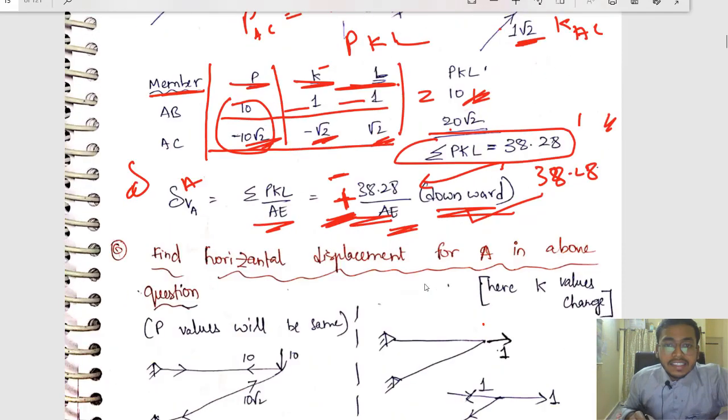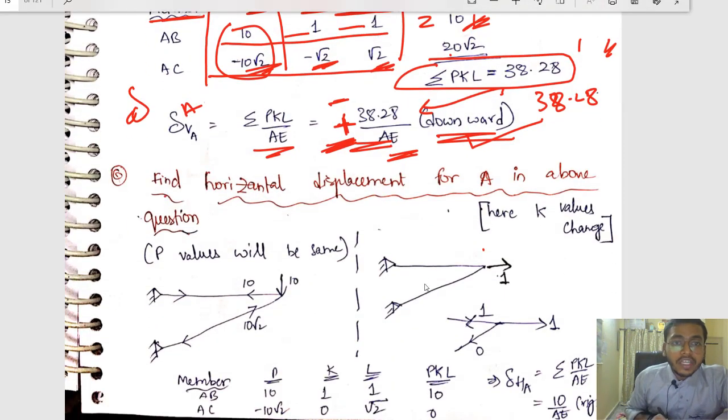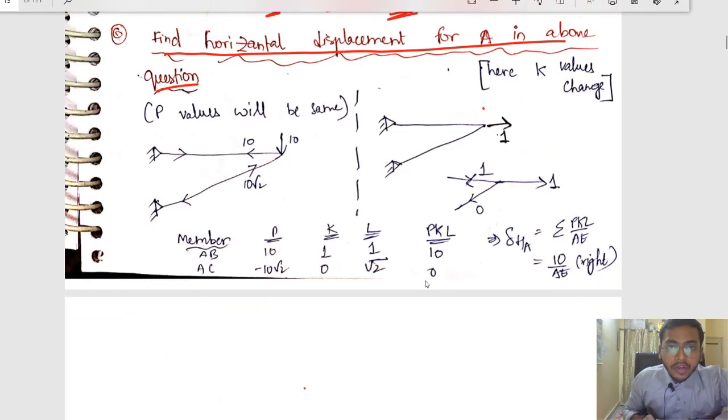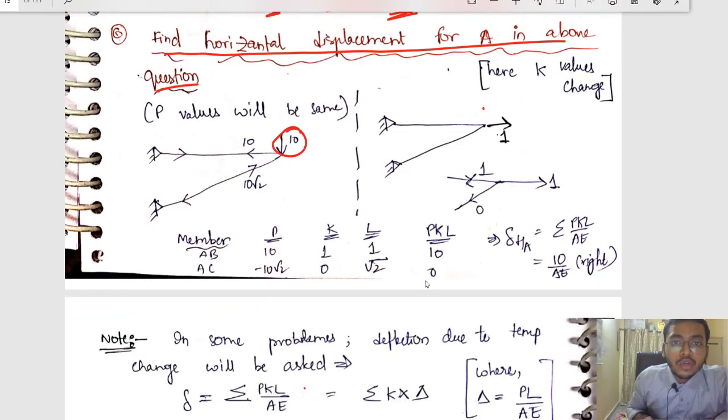So let us continue with the next question, which is also very important. Find the horizontal displacement for A in the above question. So what do we have to do? In the previous case, we removed this 10 kilonewton load and applied one unit load in the vertically downward direction, because we wanted vertical displacement, right? But here I want horizontal displacement, so I am not applying a vertical load, but a horizontal load like this. Okay, very simple, nothing much is there.